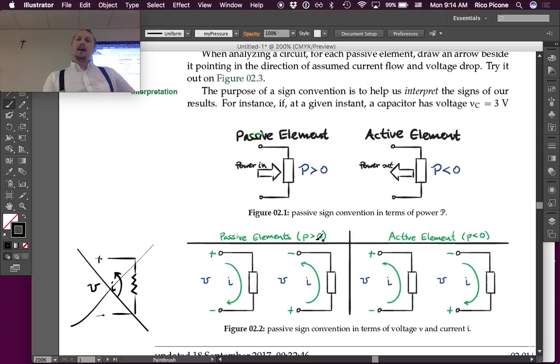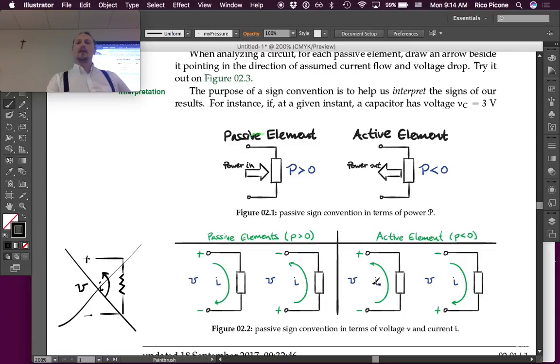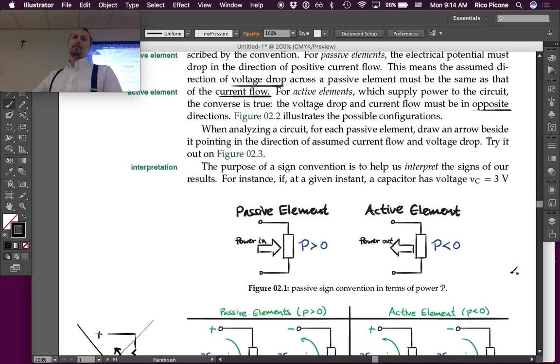Now, for an active element, exactly the opposite is true. The direction of the drop is the opposite the direction of the current flow. So the current flows from minus to plus for an active element. Okay. This is like the standard sign convention that virtually everybody uses in electronics.